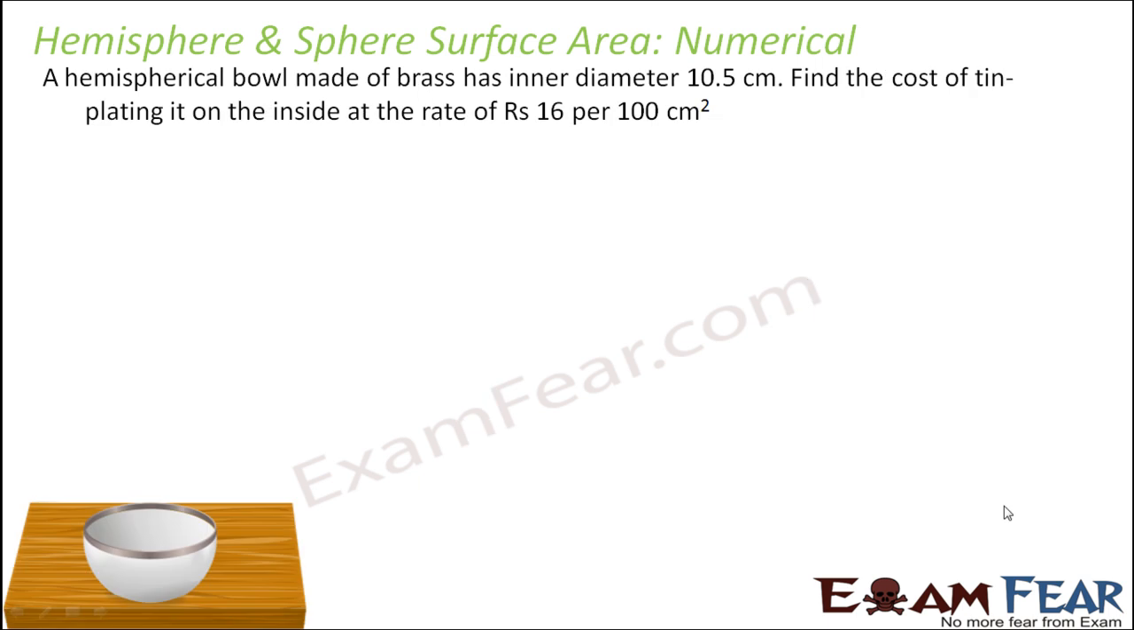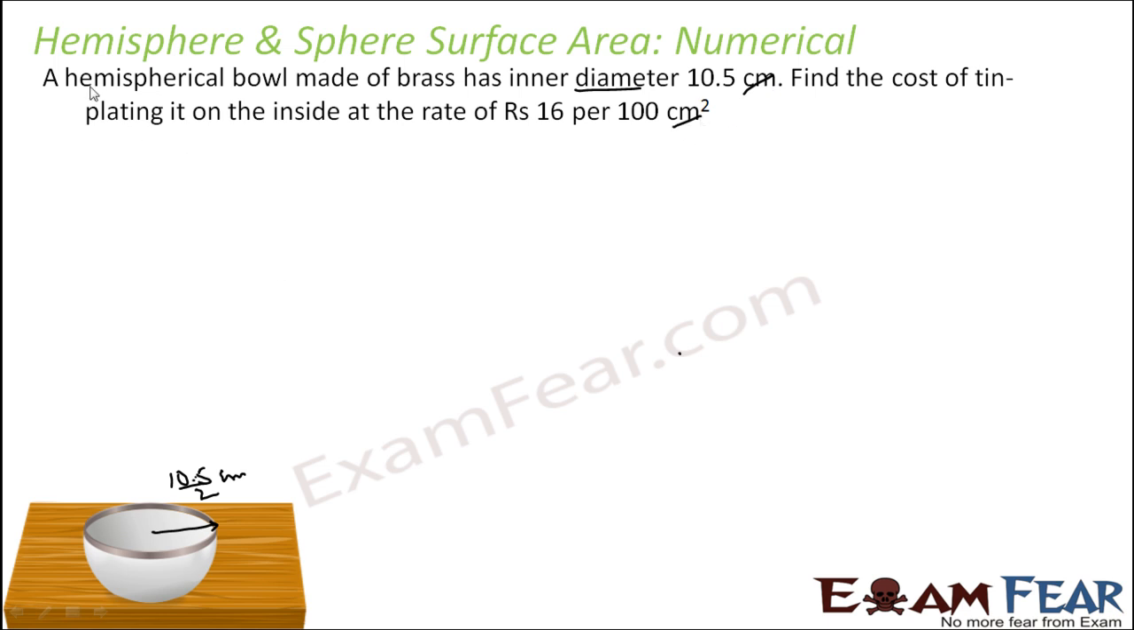A hemispherical ball is made up of brass with the inner diameter of 10.5 centimeter. It is diameter, so I have taken it as radius, that is 10.5 centimeter by 2. Find the cost of tin plating it on the inside at the rate of 16 rupees per 100 centimeter square. So all the units are in centimeters, nothing to worry.